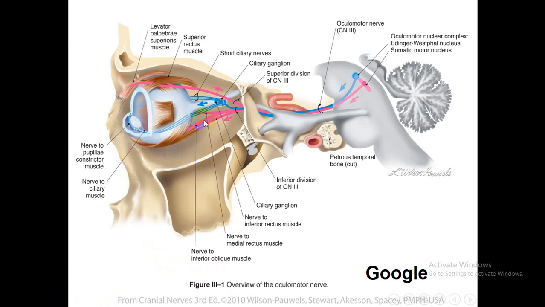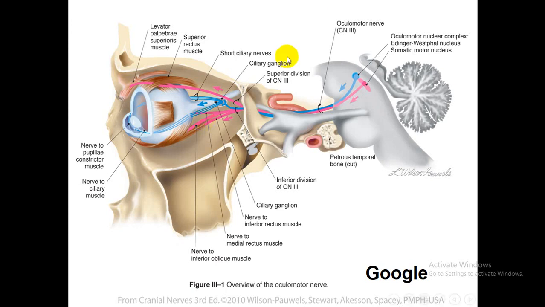So let me repeat. Number 1, general somatic efferent is the motor supply to the superior, medial and inferior rectus, inferior oblique and levator palpebrae superioris. General somatic afferent receives proprioception from the same muscles. And lastly, special visceral efferent is parasympathetic to the muscles of the iris and the ciliary body.